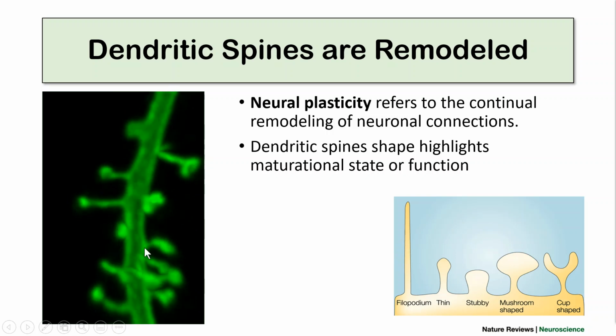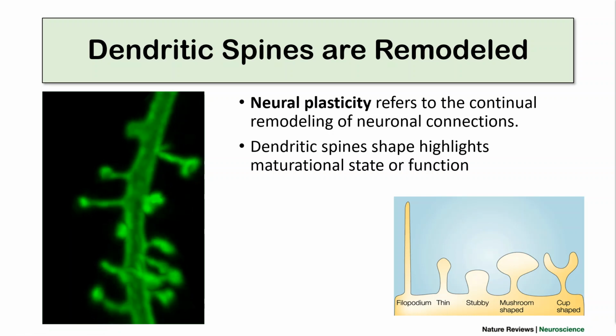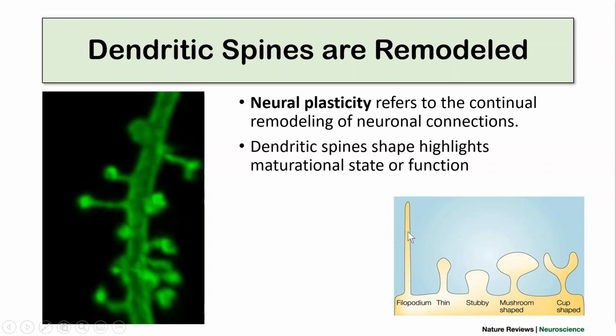If we were to look at an image of dendritic spines, this is a confocal time-lapse series of dendritic spines in a hippocampal slice. You can see that they're constantly changing over time. Neuroplasticity refers to the continual remodeling of neuronal connections, and those connections occur at the level of the dendritic spines. We can look at dendritic spines through the microscope and determine their maturational state just based on their shape. These filopodia, these long, thin things, are very immature, whereas these are more mature.